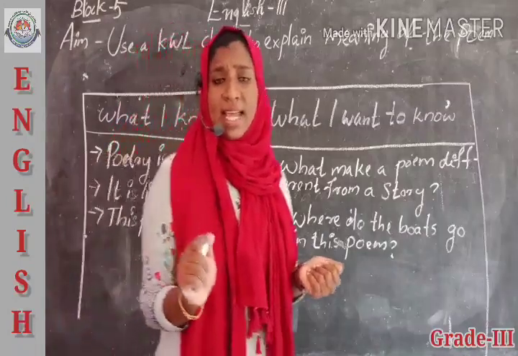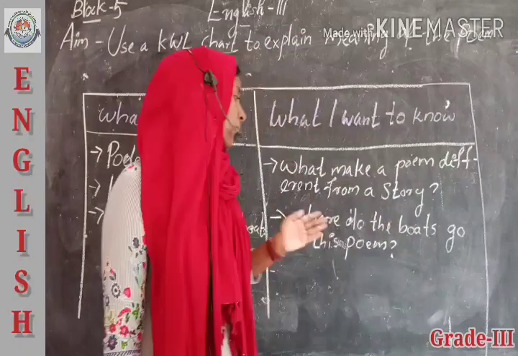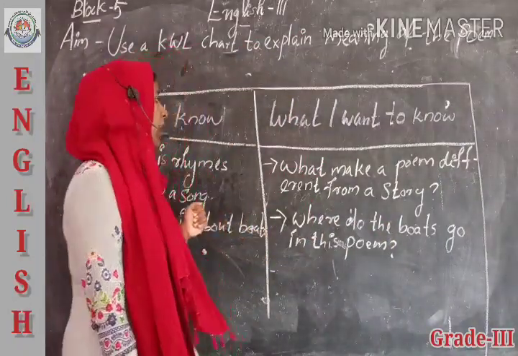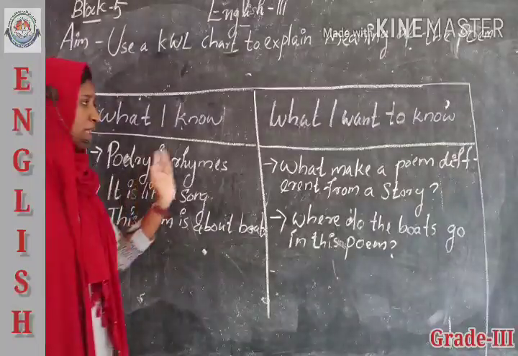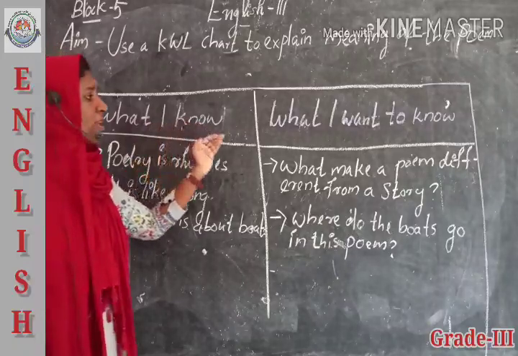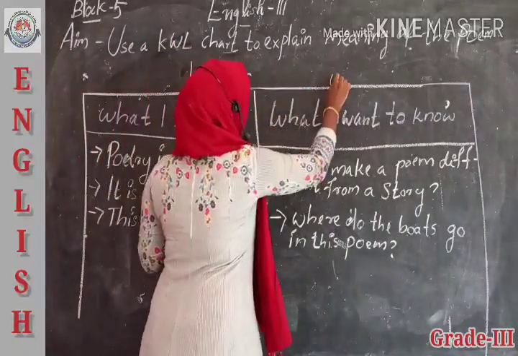We know that from the title itself, this is a poem about birds. So we can ask a question, where do the boats go in this poem? I hope now you are very clear with these two things. These two, that means what I know and what I want to know. That means K and W.